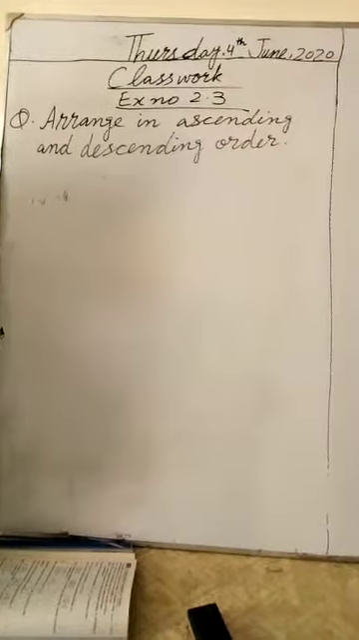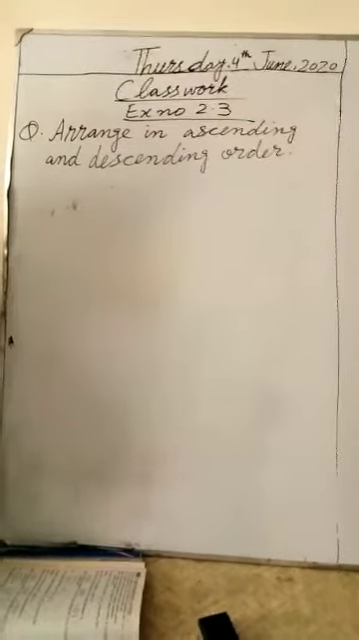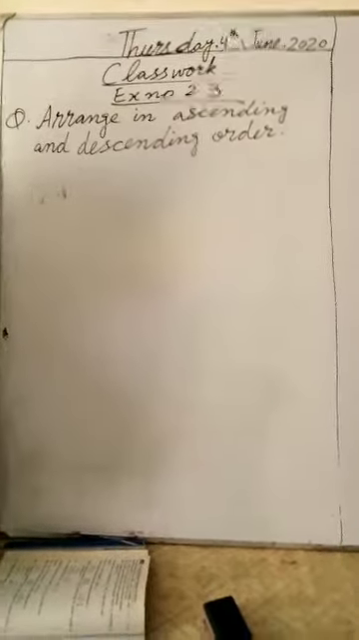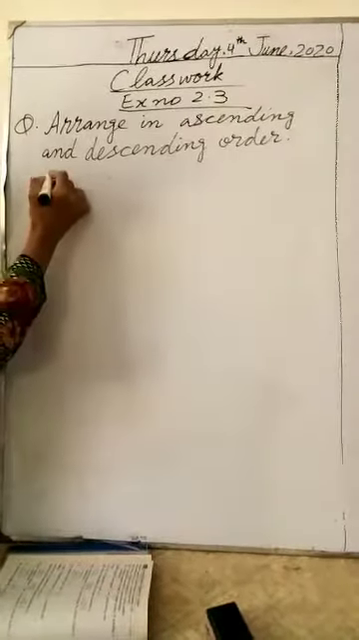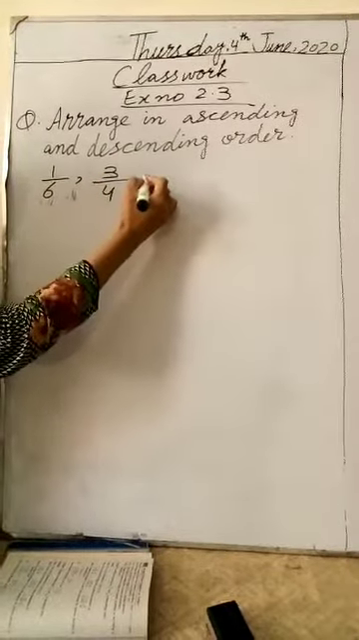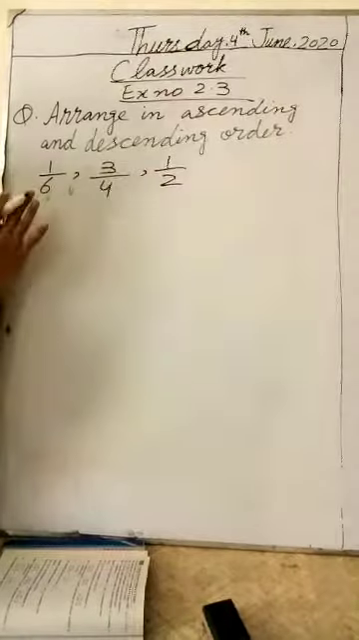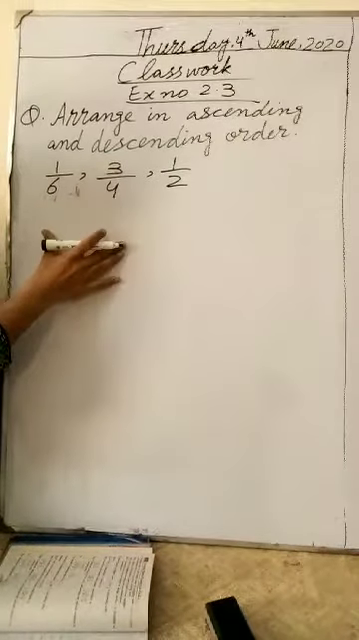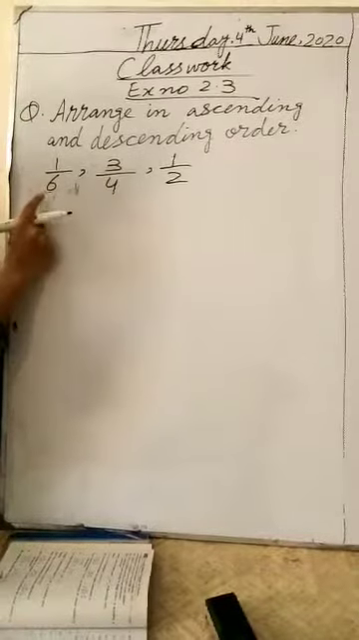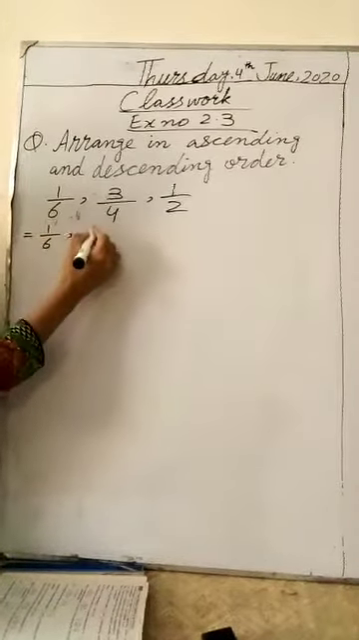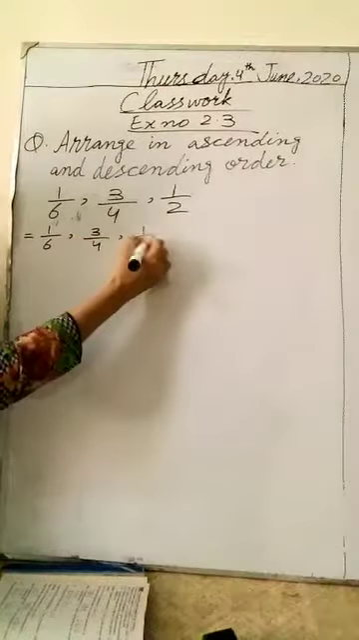Number 2.3, and the question is to arrange in ascending and descending order. Let's take an example: 1 over 6, comma, 3 over 4, comma, 1 over 2. For arranging in ascending and descending order, the steps are the same. So first of all, we have to write the question again with the equality sign.